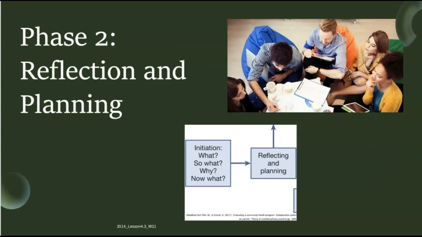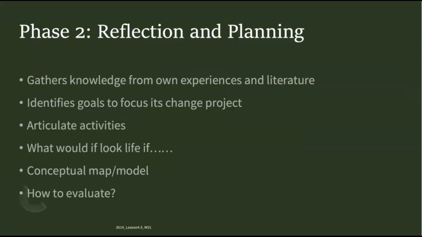Moving on to phase 2, reflection and planning. In this phase, the team develops and articulates the purpose and goals of the change process. It answers the question: what are we trying to achieve? The team reflects on what it knows about the situation and investigates what others have said about the issue. So in this phase, the team gathers knowledge from their experiences and knowledge from the literature. This reflection is important because too often teams jump into planning without first considering what they already know. The team then identifies goals to focus its change project.